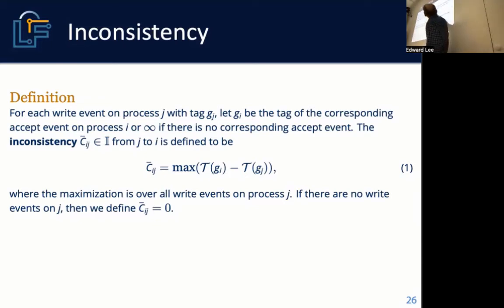Now notice that if G sub I is infinity, it doesn't receive the event that J updated. What does this tell us that the inconsistency is?